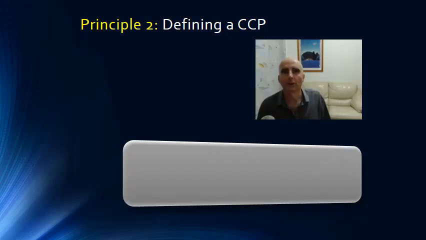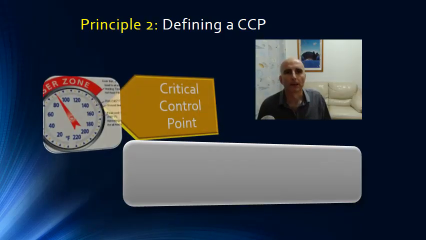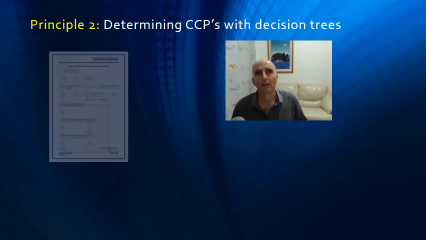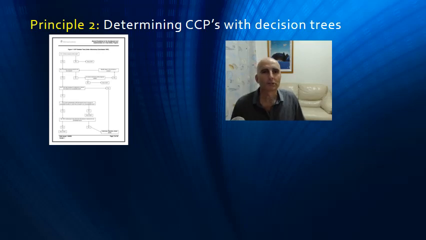So let's define a critical control point. It's basically a point, a step, or a procedure in the process at which it is essential that a control is applied to prevent, eliminate, or reduce a hazard to a safe level. Now it's time to introduce you to a CCP decision tree. The reason we have this is once we have the steps of production, we have to decide where the critical control points are going to sit.